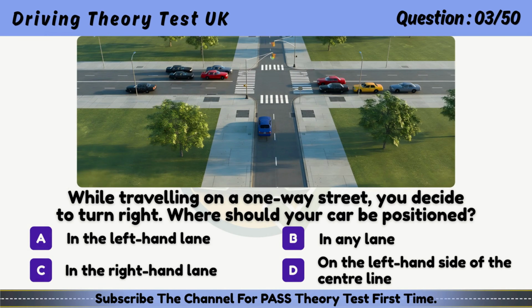Question 3. While traveling on a one-way street, you decide to turn right. Where should your car be positioned? Option A. In the left-hand lane. B. In any lane. C. In the right-hand lane. D. On the left-hand side of the center line.